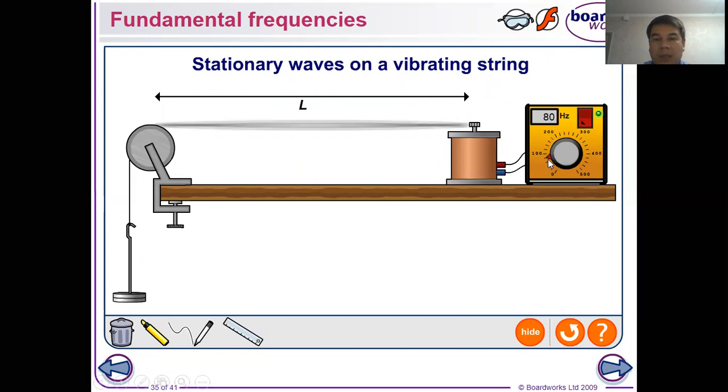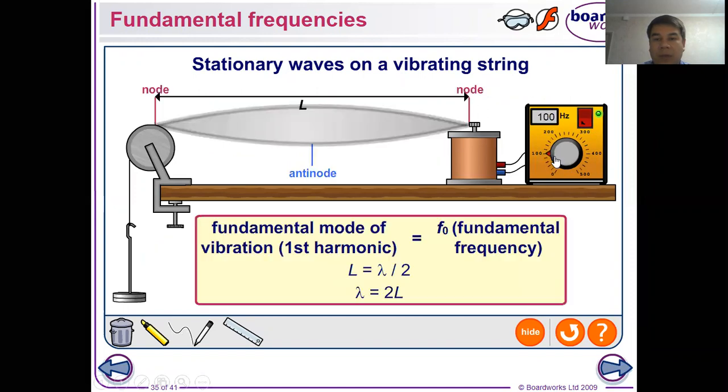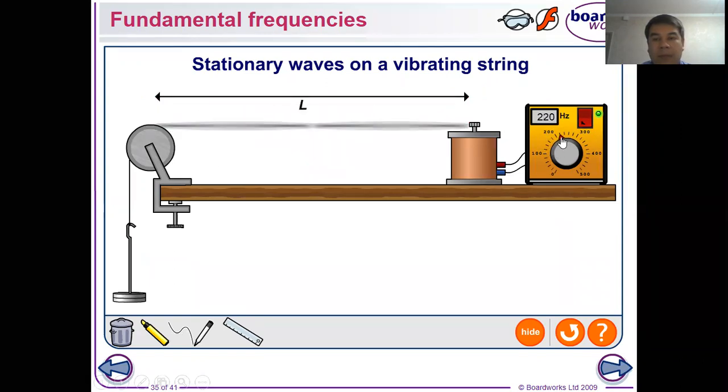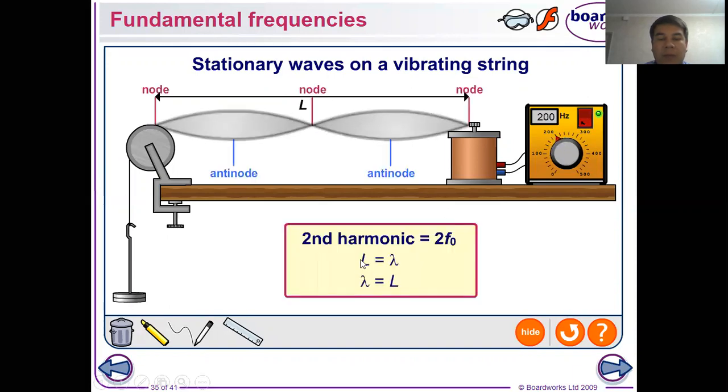I am changing it to 100, and when I do, we get the fundamental mode of vibration, the first harmonic, at the fundamental frequency. You see L is equal to wavelength over 2, so the wavelength will be 2L. Then let me double it. I will take it to 200, and you can see that we have two antinodes, first and second. We have three nodes, 1, 2, 3, and the second harmonic frequency.